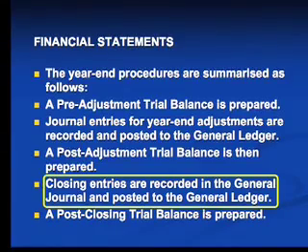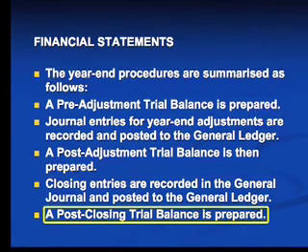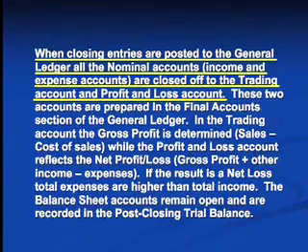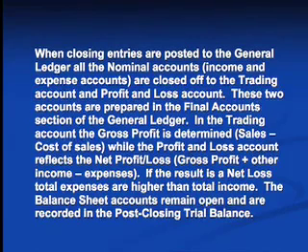Closing entries are recorded in the general journal and posted to the general ledger, and a post-closing trial balance is then prepared. When we did the closing entries, we posted them to the general ledger. We took all the nominal accounts, the income and expense accounts, and closed them off to two new final ledger accounts, which were the trading and the profit and loss account. These accounts are prepared in the final account section of the general ledger.